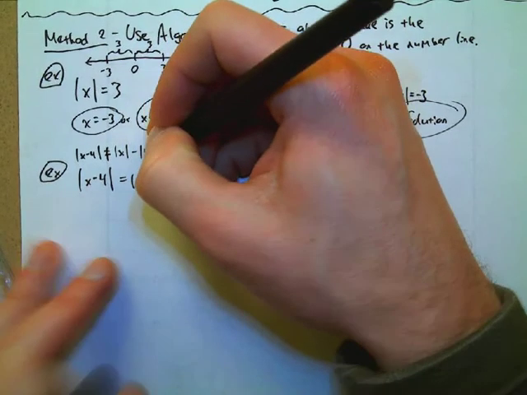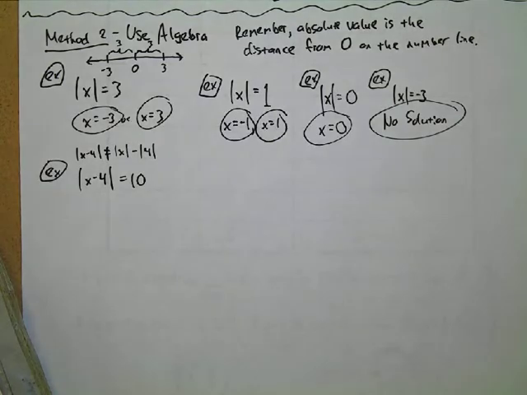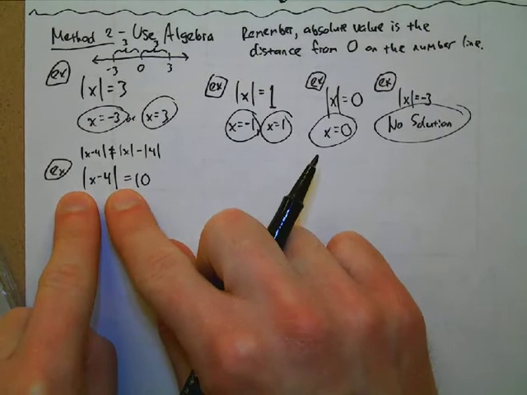You can't break up the absolute value like this, over the subtraction, and say it's just absolute value of x minus absolute value of 4. It doesn't work that way, not in general. So what do we do? Well, again, remember, absolute value of x minus 4.